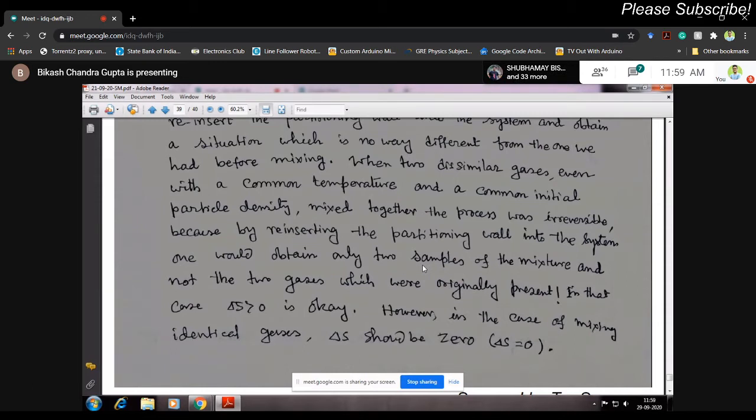Now if you can retrace the system to its original form by changing the parameter, then you say it is a reversible process.